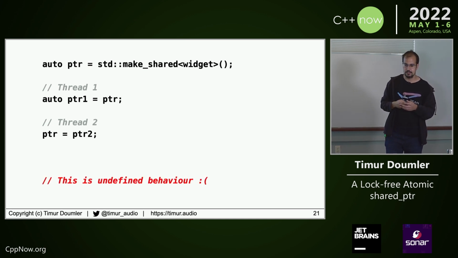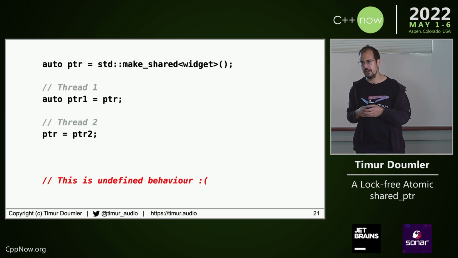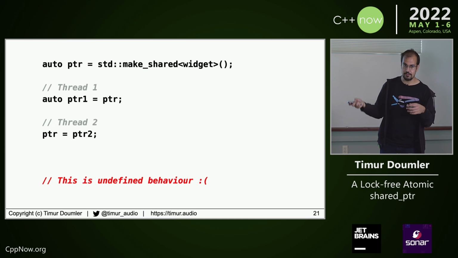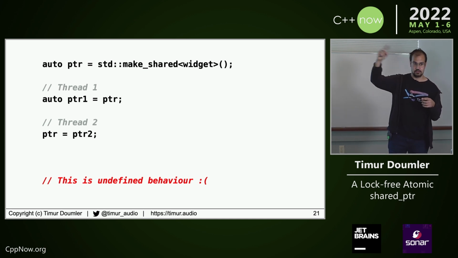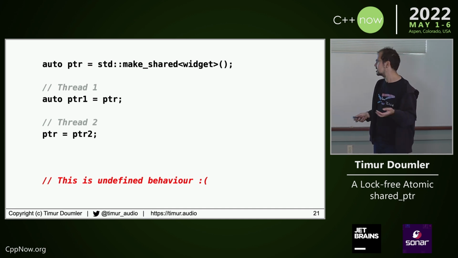That's a data race. You are reading from a shared pointer, and you're modifying the same instance of a shared pointer on another thread. That is an operation that not only modifies the refcount, but it also modifies the pointer to the control block, right? Because you're overwriting the shared pointer. So that is a data race.